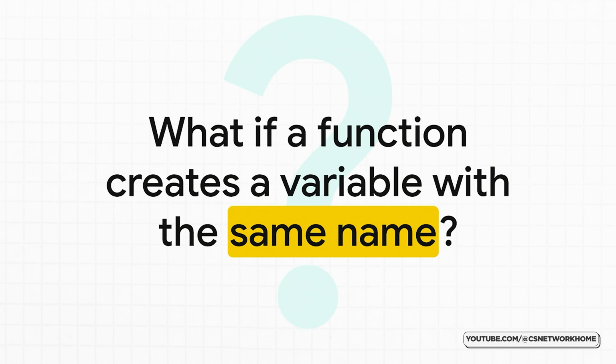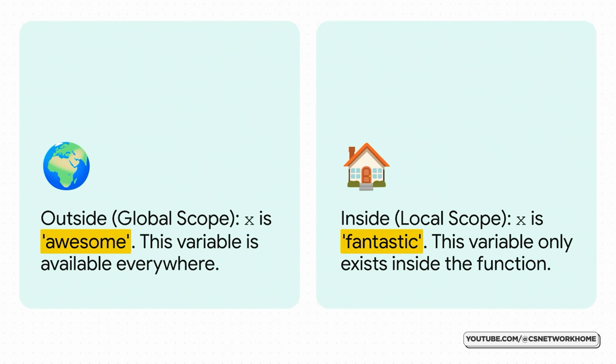And here we go. This is the plot twist. So if that public announcement board is named x, what happens when a function creates its own little private sticky note and also calls it x? Which one does Python listen to? Well, Python's solution here is actually pretty smart. It just creates two completely separate worlds. It says, okay, the x outside the function and the x inside the function, they're two totally different things. One lives out in that global public space, while the other only exists inside the local world of that function.